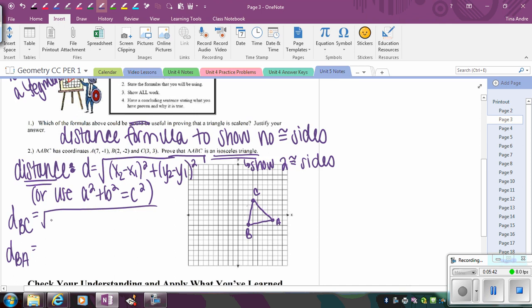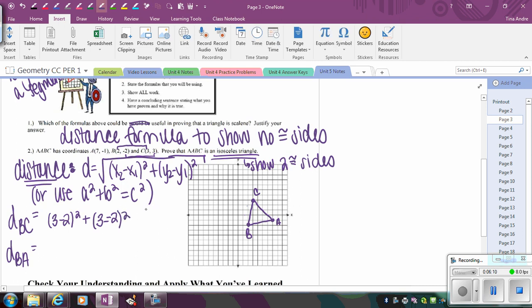So I'm going to go ahead and plug in. So BC, I'm plugging in my x values. And remember, it doesn't matter which one you start with as long as you're consistent. So I have 3 minus 2, and then I'm going to do 3 minus negative 2. Pay attention to that negative sign, I just didn't write it as I was saying it. So 3 minus negative 2.